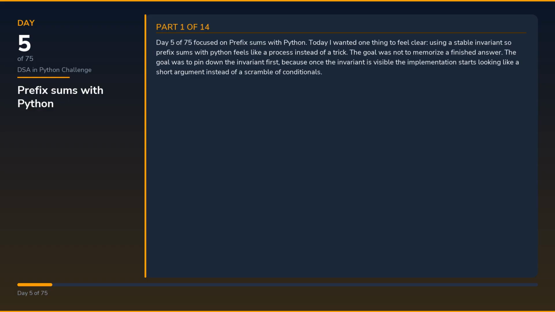The goal was not to memorize a finished answer. The goal was to pin down the invariant first, because once the invariant is visible, the implementation starts looking like a short argument instead of a scramble of conditionals.